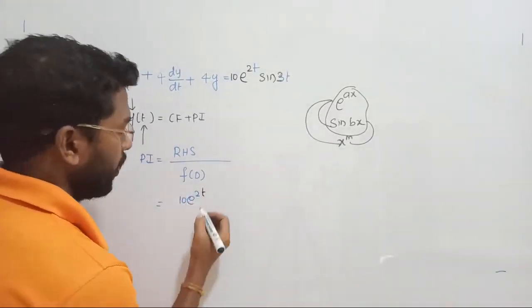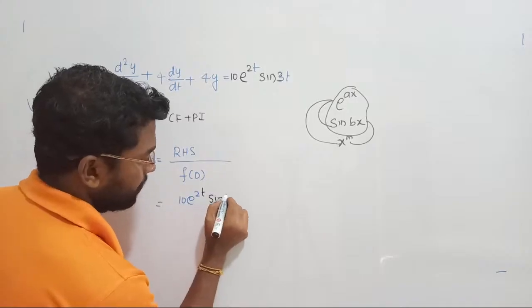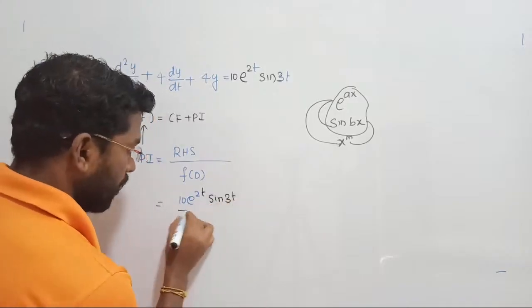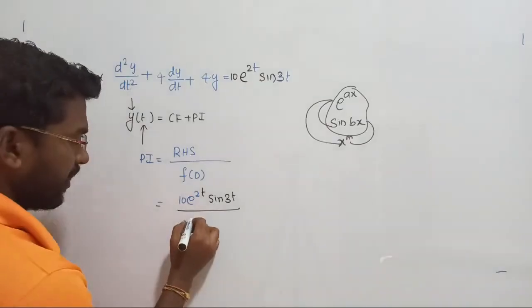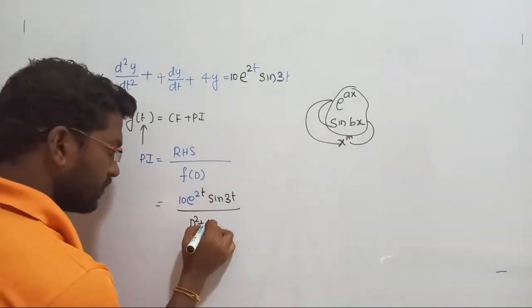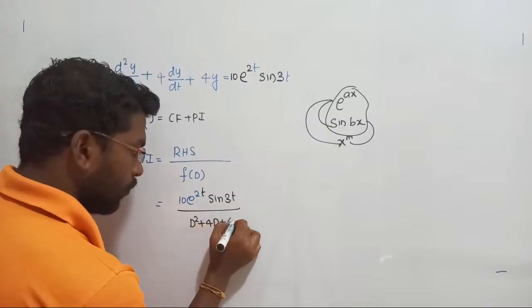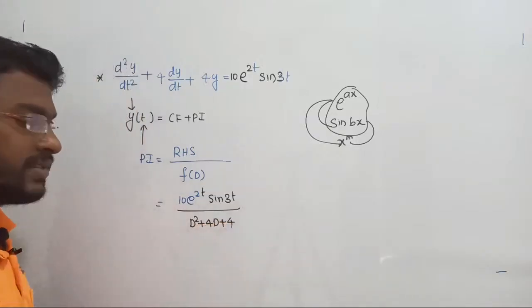10 into e power 2t into sin 3t upon f of D, that is the characteristic equation of the system. We saw the characteristic equation is D square plus 4 times D plus 4. Do you all agree with me? Yes. Shall we start our journey?